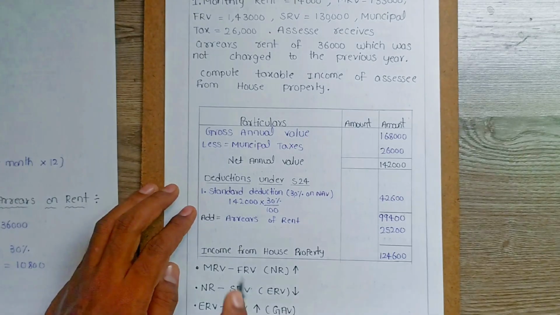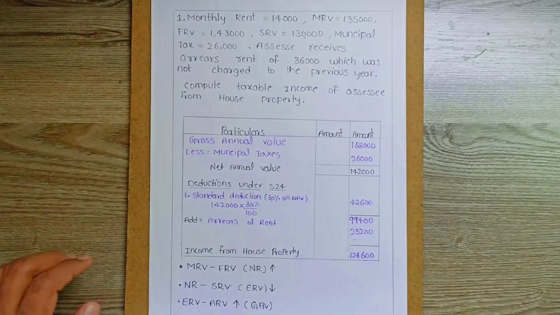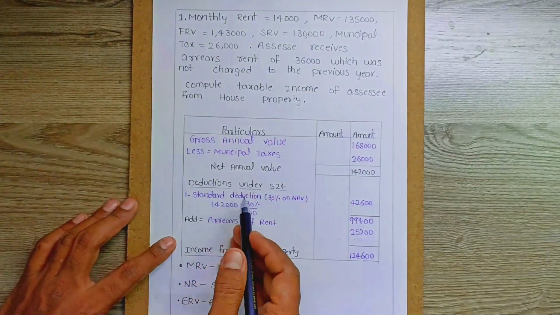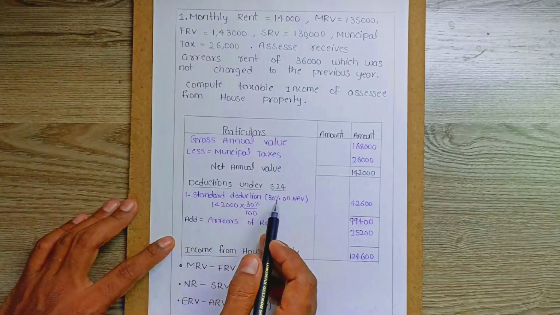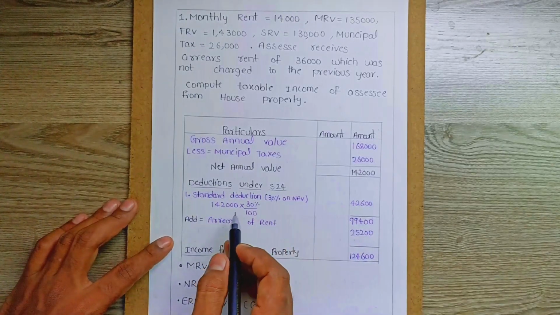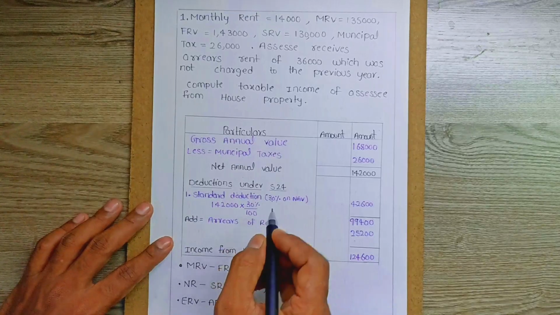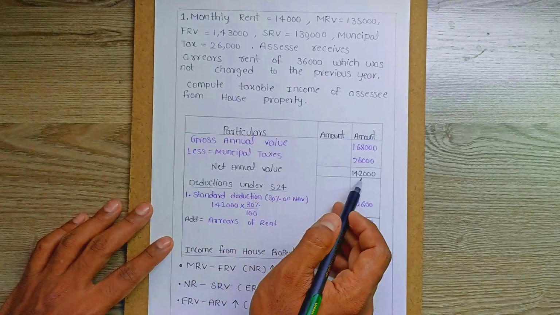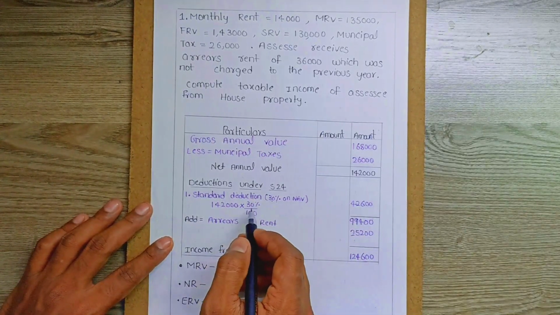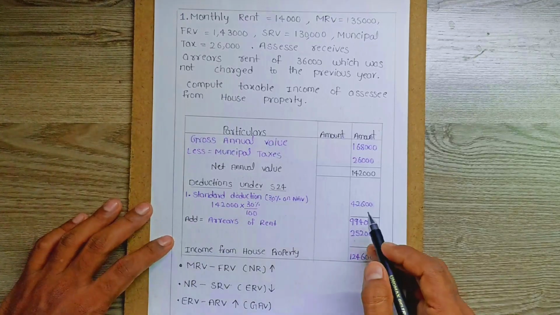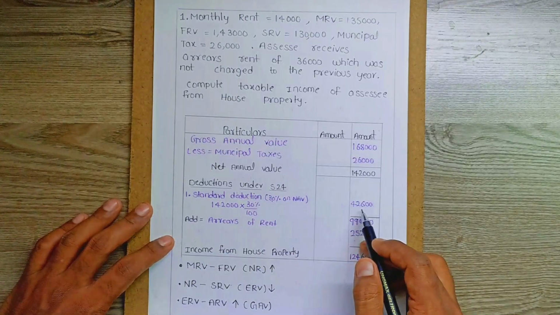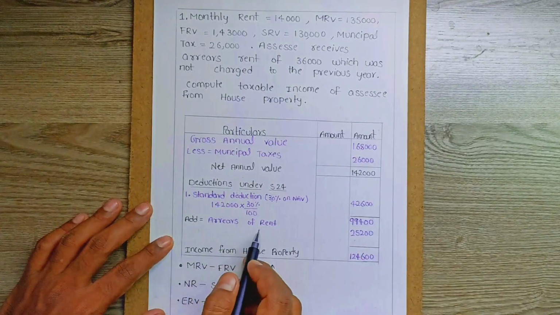The second step is deduction under section 24. Standard deduction is 30% on NAV as per the rule. So we need to remove 30% of NAV. Like the NAV is 1,42,000. 30% of 1,42,000 will be 42,600.